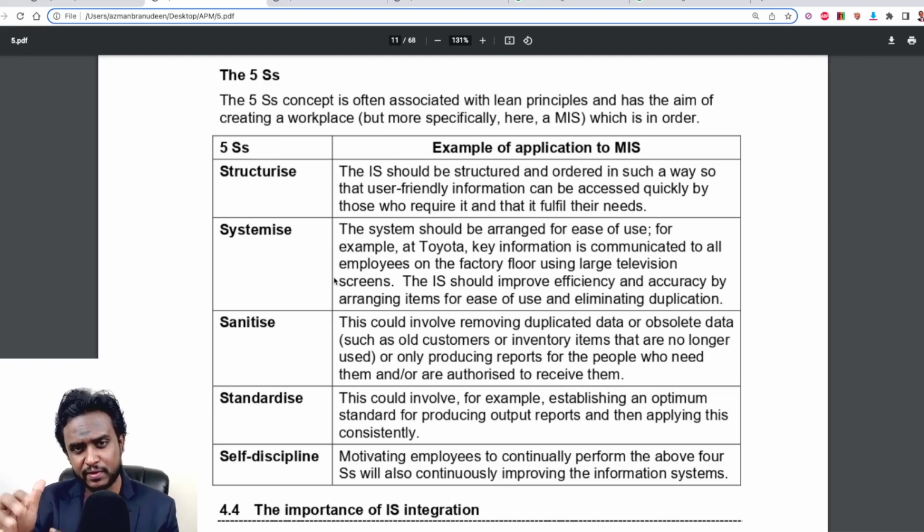There has to be a proper flow of information, proper flow of movement. It should be systemized, that there is a single way, a consistent way of doing things. Sanitize, it should have very limited waste or no waste at all. Obsolete data, duplicate data, unnecessary data, non-value adding data should not even be visible. Standardize, that ultimately it should be the way that the software is set.